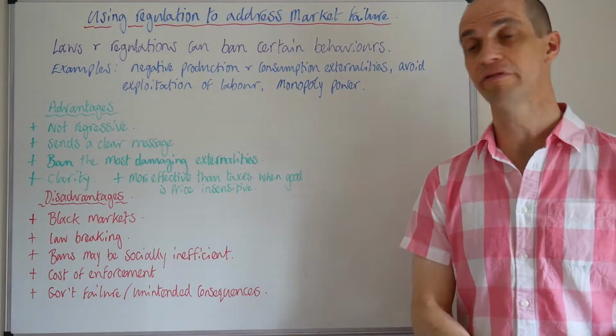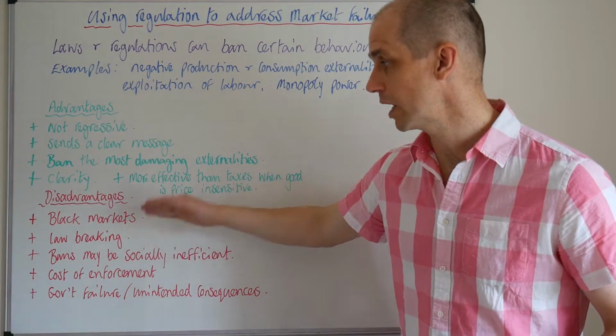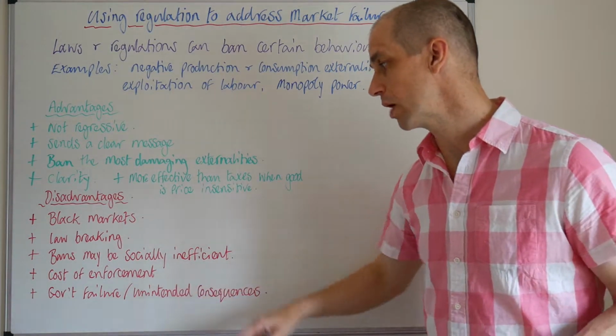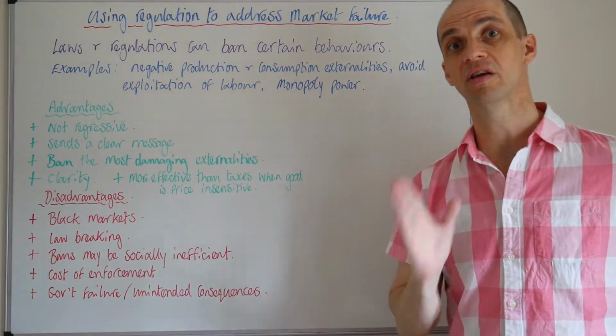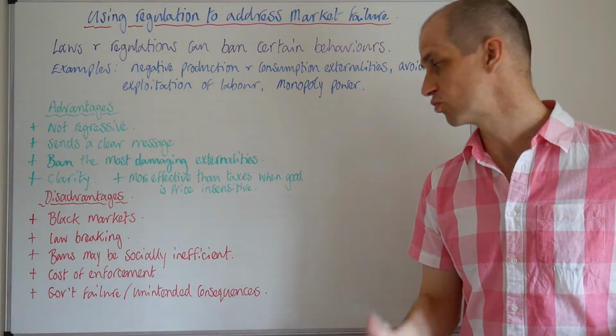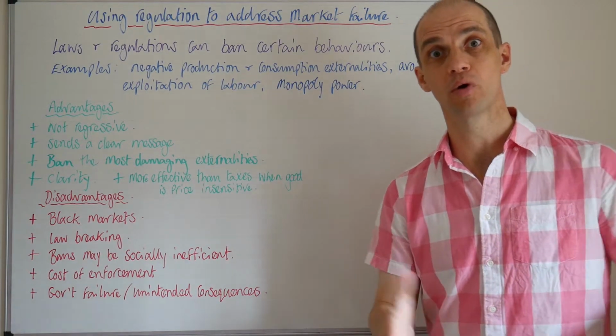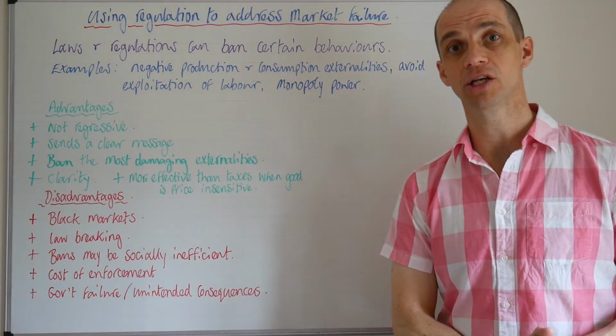What about the cost of enforcement? We can see regulating black markets, law breaking. There's a big cost of enforcing this as well, and there's the real potential for government failure, the government getting things wrong here, and unintended consequences that may arise from these regulations.